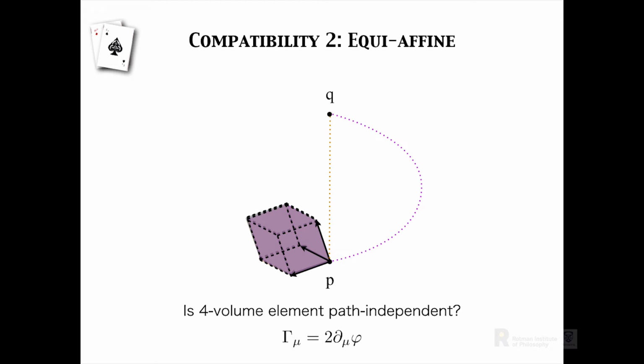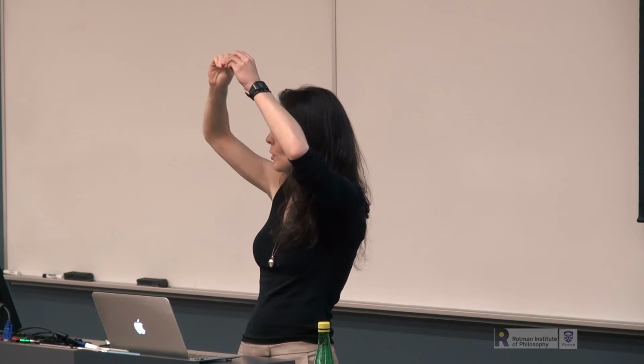You can impose the equi-affine condition, which basically is satisfied if your 4-volume element is path independent, right? So this relates the volume form with the affine connection. This is also related to the second clock effect. So in a Weyl space, 2 clocks traveling along different paths from point P to point Q will have different ticking rates when they arrive there, which they shouldn't. So this condition fixes that. Gets rid of that.